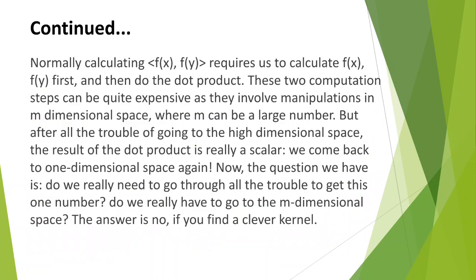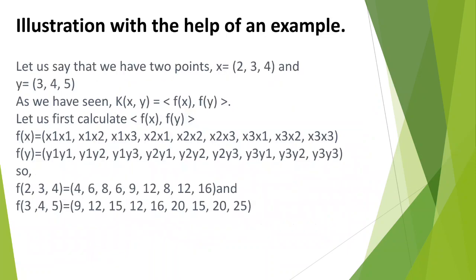These two computation steps can be quite expensive as they involve manipulations in m-dimensional space, where m can be a large number. But after all the trouble of going to the high dimensional space, the result of the dot product is really a scalar. We come back to one dimensional space again. Now the question we have is, do we really need to go through all the trouble to get this one number? Do we really have to go to the m-dimensional space? The answer is simply no, if you find the clever kernel.